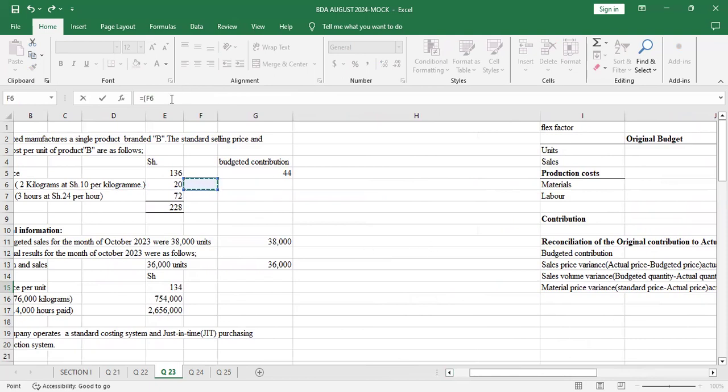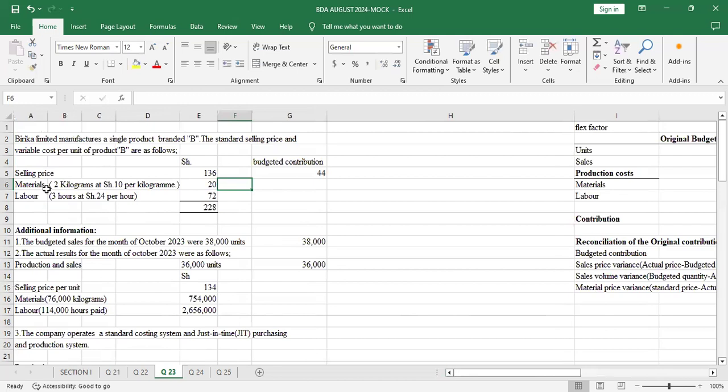Let me undo this first. So the standard price, which is per kg for material, we're told that for material we needed 2 kilograms at shillings 10 per kilogram. So it has to be 10. Then let me also do for labor. Labor, we have 3 hours at shillings 24 per hour. So let me put 24 there.